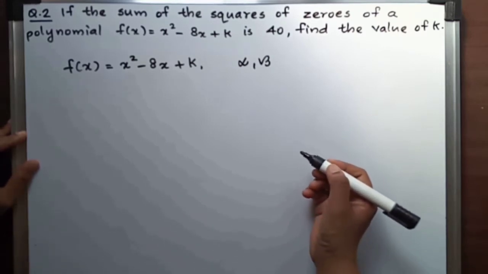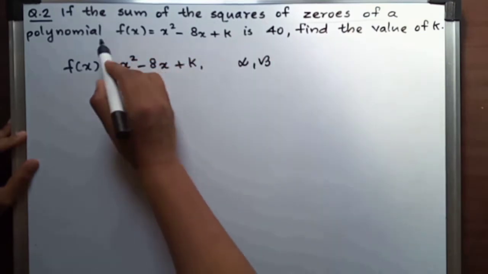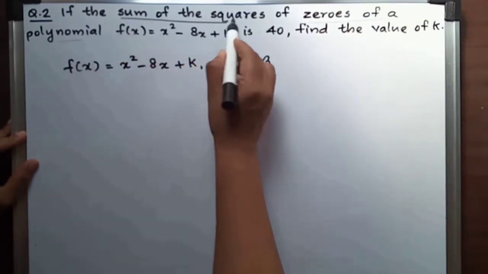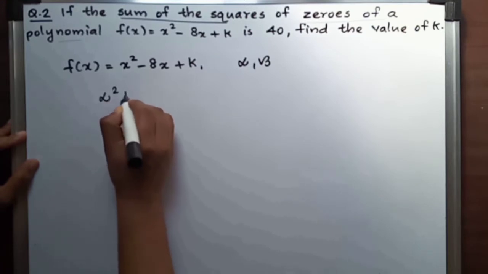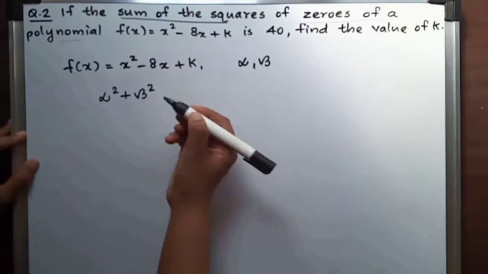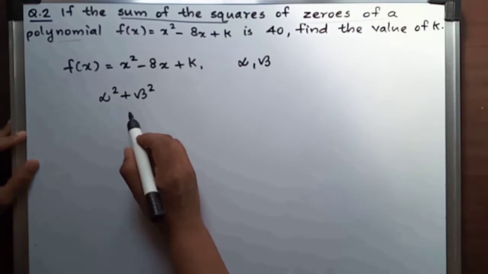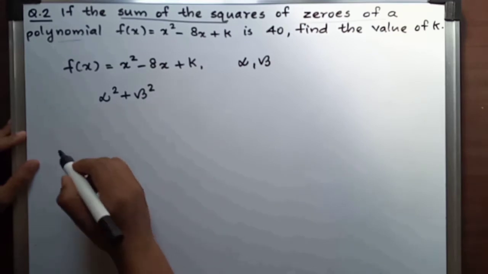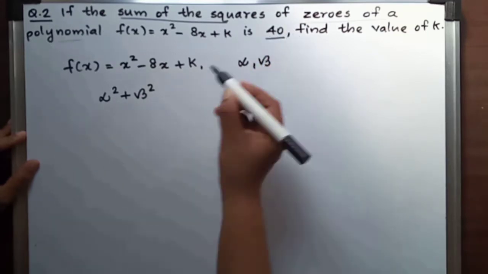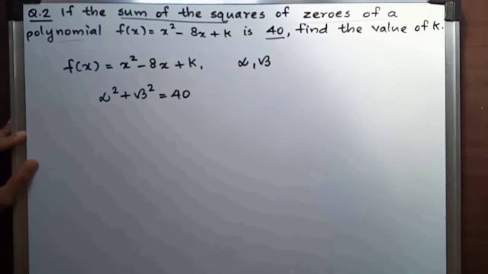In the question, what is given? The sum of the squares of the zeros of a polynomial. That means alpha square plus beta square. Sum of the squares of the zeros of the polynomial means alpha square plus beta square, and it is 40. So this is equal to 40. This is the given data.